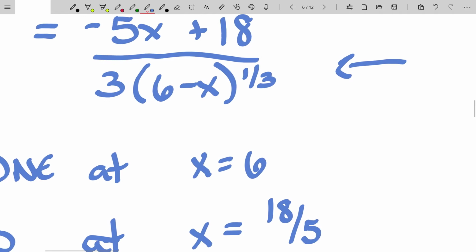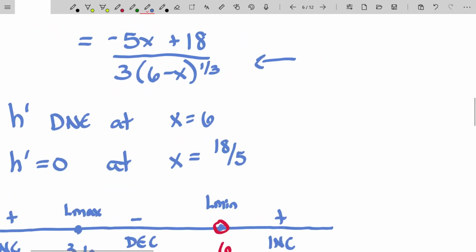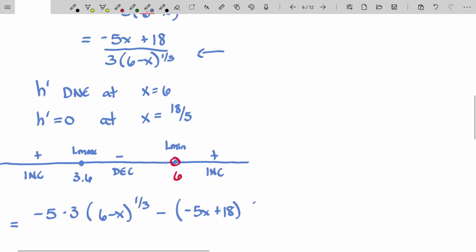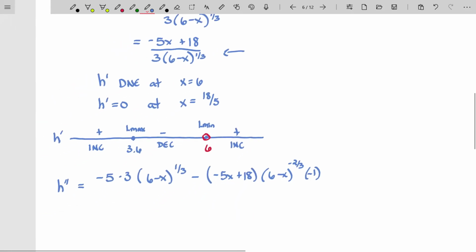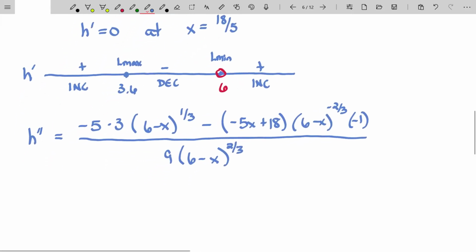That denominator is 3 times 6 minus x to the 1/3. Its derivative would be 1/3 times 3, which is 1, times 6 minus x to the -2/3 power times a -1, because of the chain rule, often forgotten. And in the denominator, you're just going to square that. That's 9 times 6 minus x to the 2/3. That's convenient, right now at least, because it makes us think that we don't have to worry about the sign of the denominator, but you'll find out that we might have to.